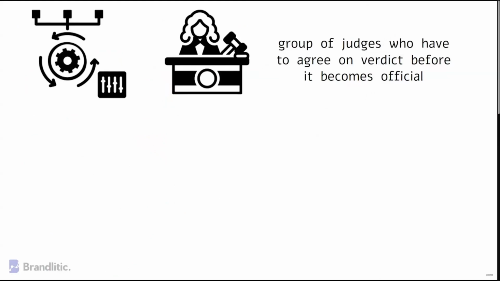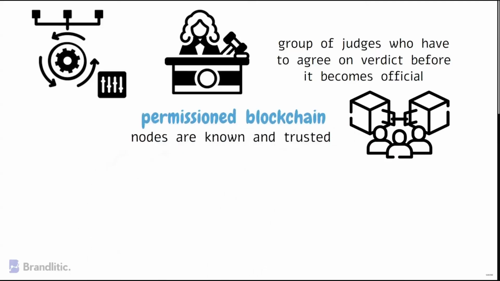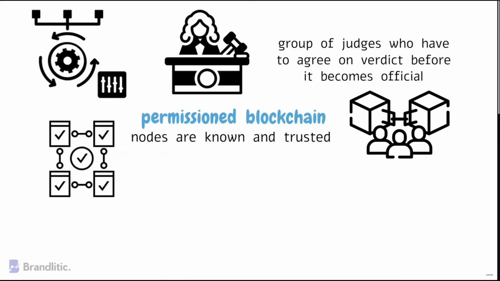Thus, this consensus mechanism ensures that all nodes on the network are working together to maintain the integrity of the blockchain. Further, BFT is particularly useful in permissioned blockchain networks where nodes are known and trusted. By using BFT, these networks can achieve faster transaction processing times and higher throughput compared to other consensus mechanisms.